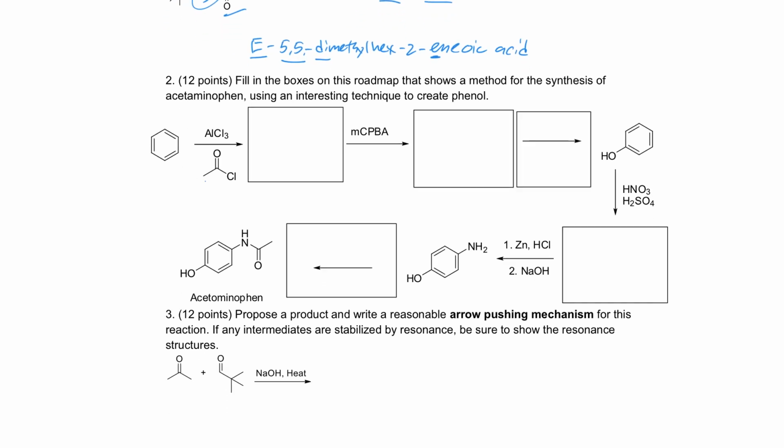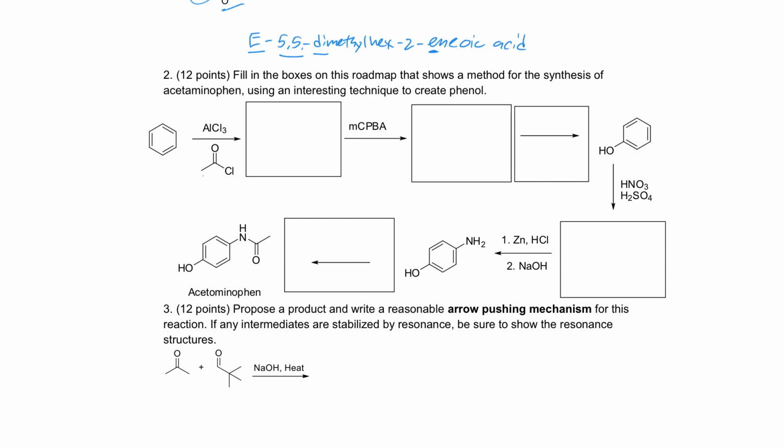The next question is a roadmap question. AlCl3 plus benzene and acyl chloride is simply the acyl benzene. MCPBA is going to be the Baeyer-Villiger, given what we have to start with here. If there was an alkene, it might be a different story, but we have just the ketone, and we know that the phenyl ring will migrate before the methyl. And so I make this ester, and of course I can somehow break apart the ester to form phenol.